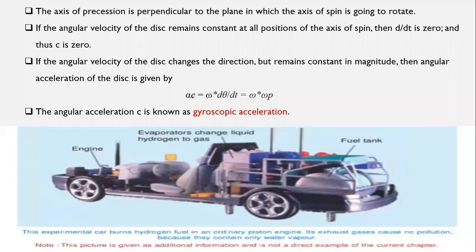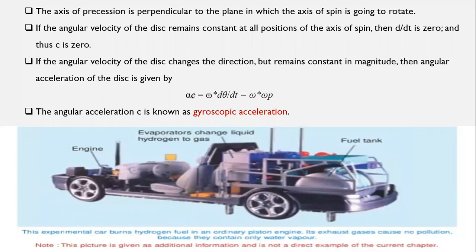This is the angular velocity when the disk changes its direction from parallel to perpendicular direction of the axis of spin. This can be understood by taking an automobile car as an example. There in the picture you can see the automobile car, where you can define the value of it.